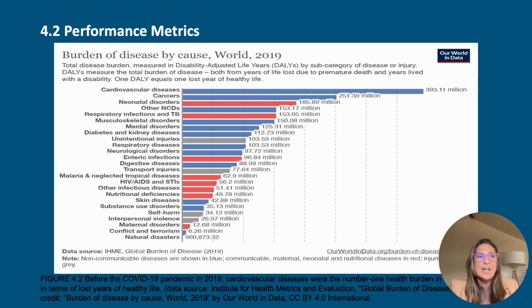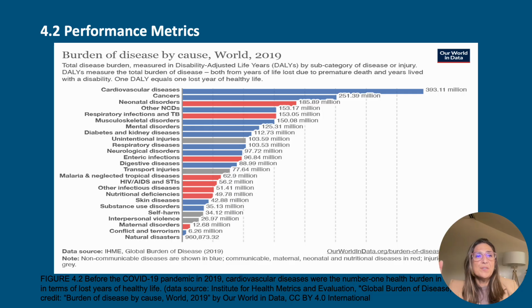Here what we're looking at is the burden of disease in the world, and the total disease burden here, we're looking at the disability adjusted life years by subcategory of disease or injury. You can see the DALY is measuring the total burden of disease, both from years of life lost due to premature death and the years with a disability. And like we said, one DALY equals 1 year of life lost. So you can look at this from cardiovascular disease to cancers to neonatal disorders. And this is looking at the aggregated data within the world.